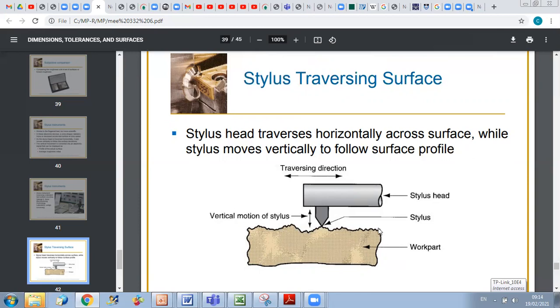If you don't have vertical motion, this means that you have a surface that is perfectly smooth. So imagine that you have a surface that is perfectly smooth. As long as you move in the horizontal direction, you will not have vertical motion of your stylus head. Okay, so it will give you zero displacement. However, if you have variation in roughness, then your stylus will move vertically as you are moving in the horizontal direction, and this motion can be transformed to an electrical signal that can give you the value of the roughness.